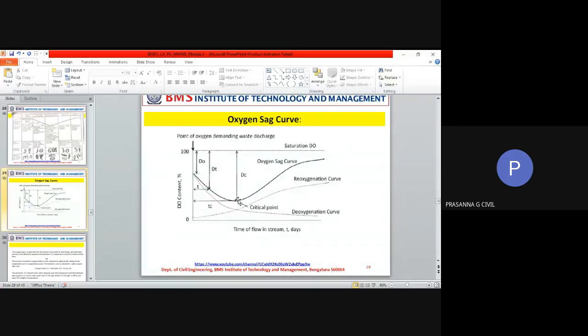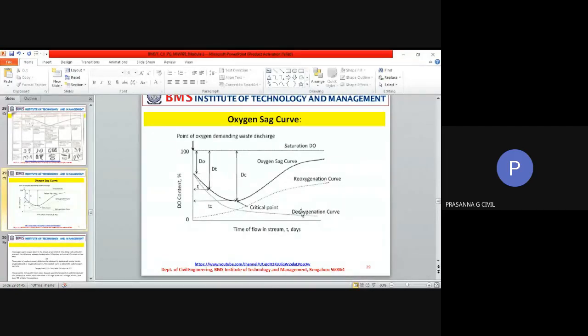The variation of the DO content of the stream with respect to time is what is given by your deoxygenation curve. So normally all these three curves you write and explain together. When they usually ask you to explain the oxygen sag curve or the deoxygenation curve, you need to explain all this and then come to the conclusion here.